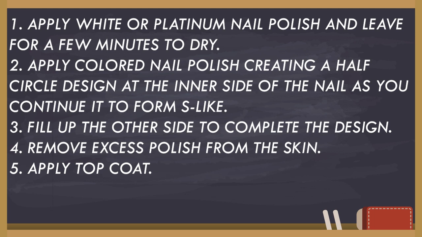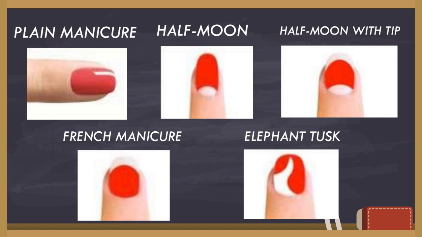Apply white or platinum nail polish and leave for a few minutes to dry. Apply colored nail polish to create a half circle design at the inner side of the nail as you continue it to form an S-like shape, and fill up the other side to complete the design. Remove excess polish and seal with the top coat. And those are different nail designs. You can try them out yourself, and if you mess up, you can always use a nail polish remover.